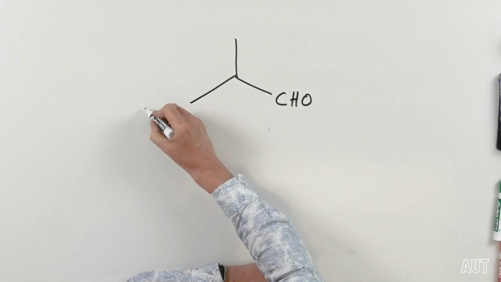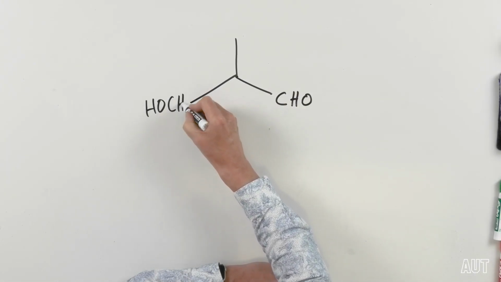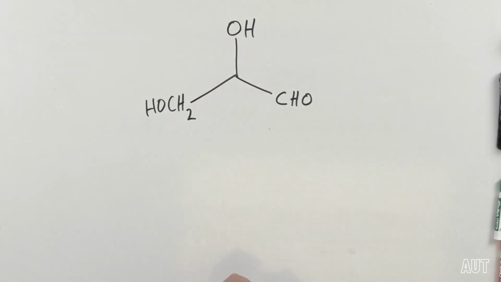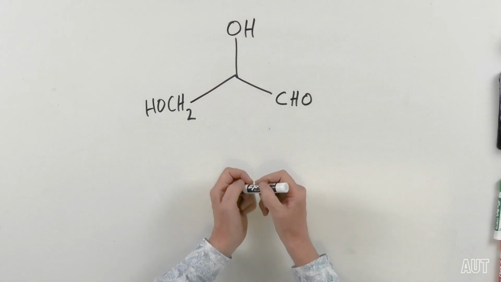Okay, CHO there, HOCH2 there, and an OH there. Okay? Glyceraldehyde, probably because it's derived from a molecule called glycerol, which has 3 carbons, bam, bam, bam, just like this one.